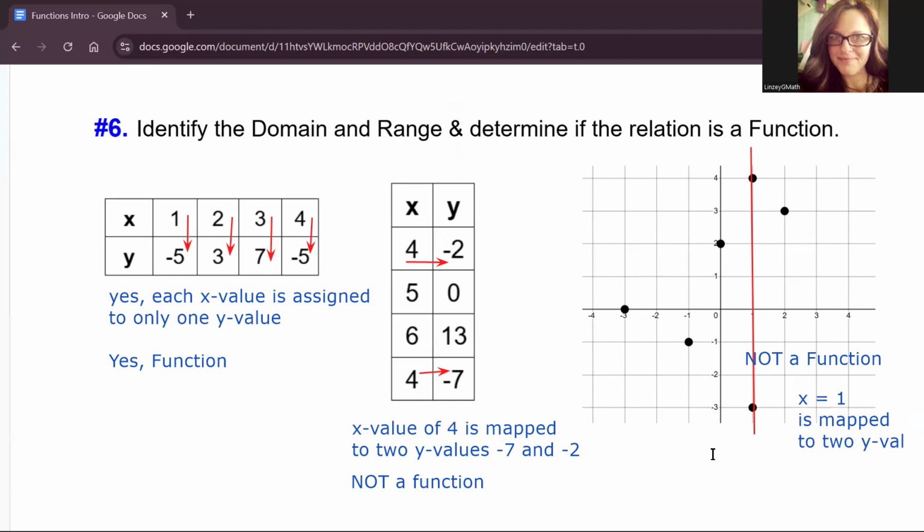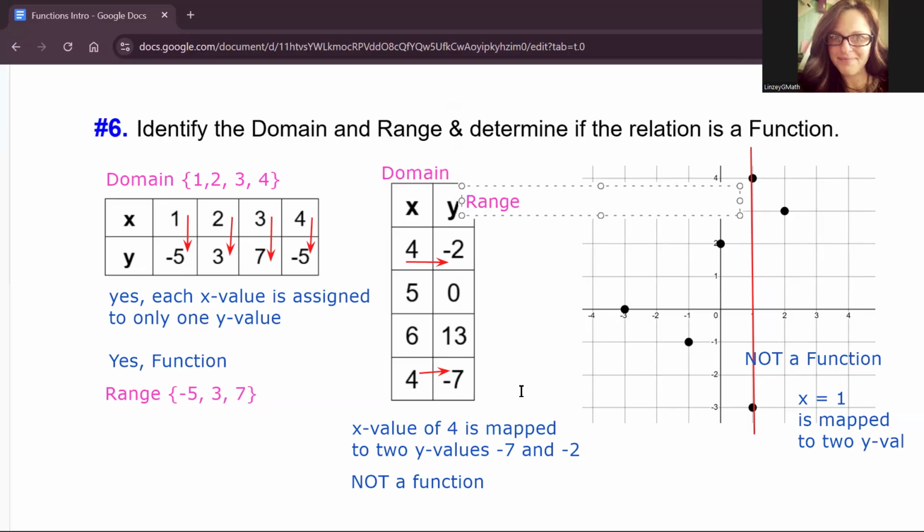Oh, we've got to do our domain and range. Well, that's pretty straightforward. The domain, the x values, I'll use a squiggle bracket there. We've got 1, 2, 3, and 4 are the values in the domain. And we'll do the range down here. We've got -5, 3, and 7. You don't have to list a domain value twice, even though it appears twice. Domain, x values; range, y values.